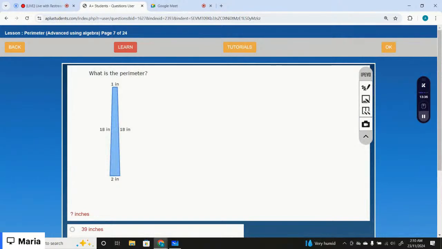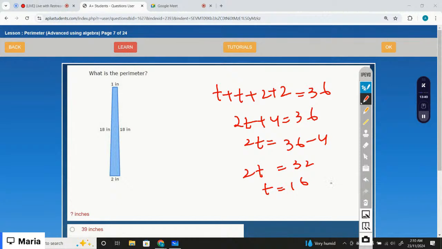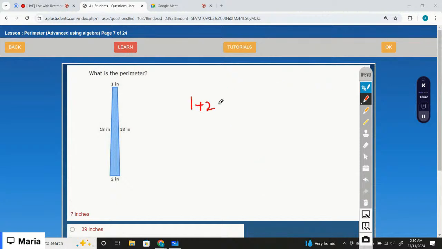Okay, what is the perimeter? You need to add all the given sides. So that is 1 plus 2 plus 18 plus 18. 18 plus 18 is 36, 37, 38, 39. The correct option is option number 1, that is 39 inches.